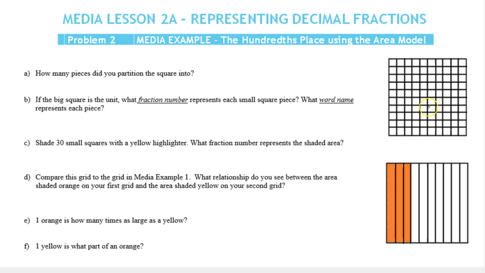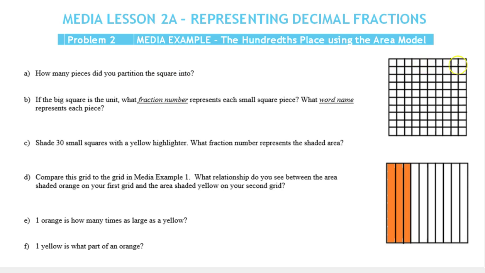So this is what your square should look like after you've partitioned it in all of those ways. So try to go through these questions first, and then you can watch the video to check your answers. So how many pieces did you partition the square into?